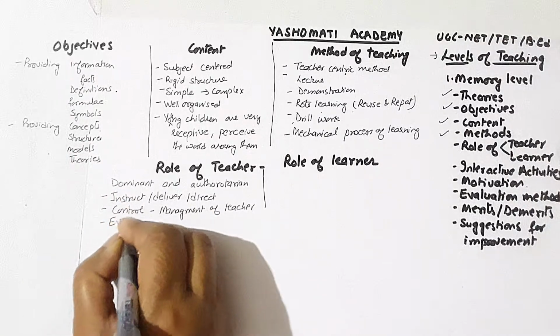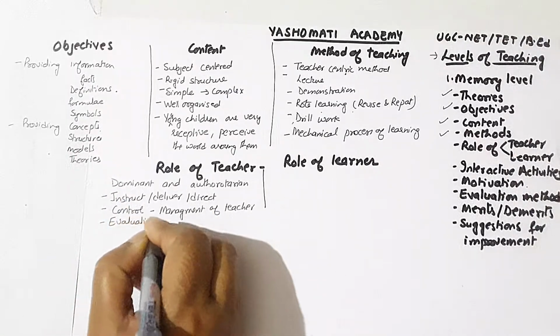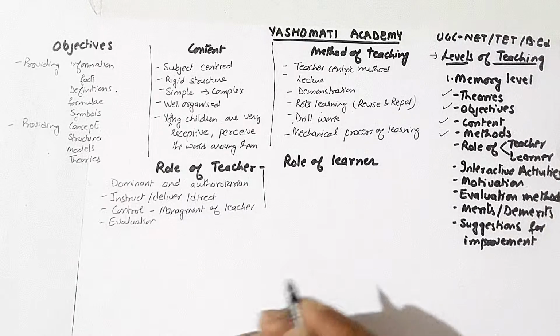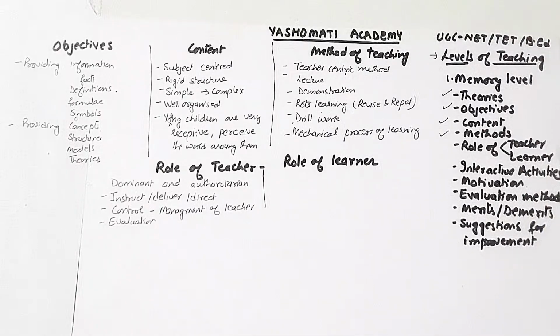Similarly, evaluation is also the role of teacher. Teacher has to evaluate how much the learner has learned. He has to devise certain tests or certain methods so that he can see that learner is learning at the desired speed. And what kind of evaluation method is to be used, that is also entirely teacher centric.